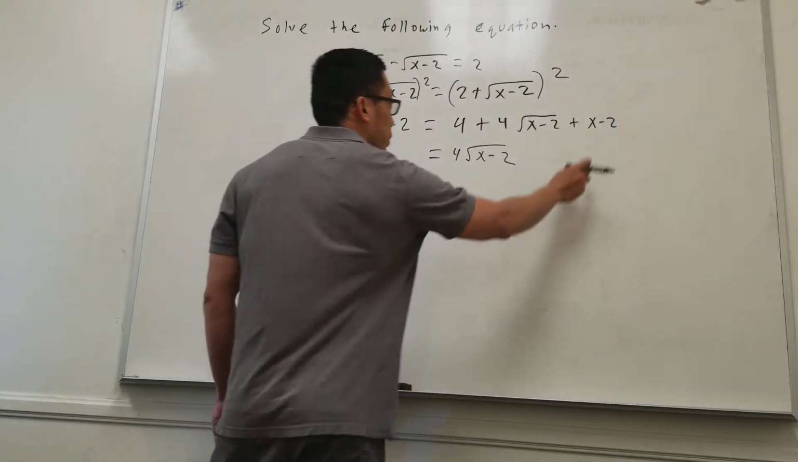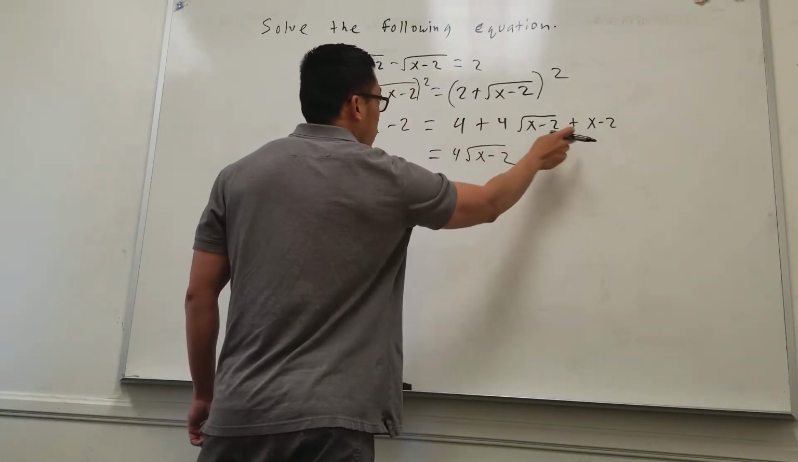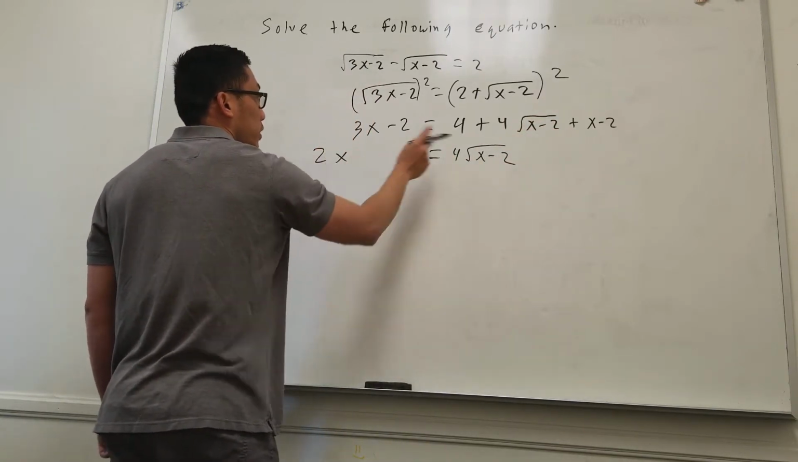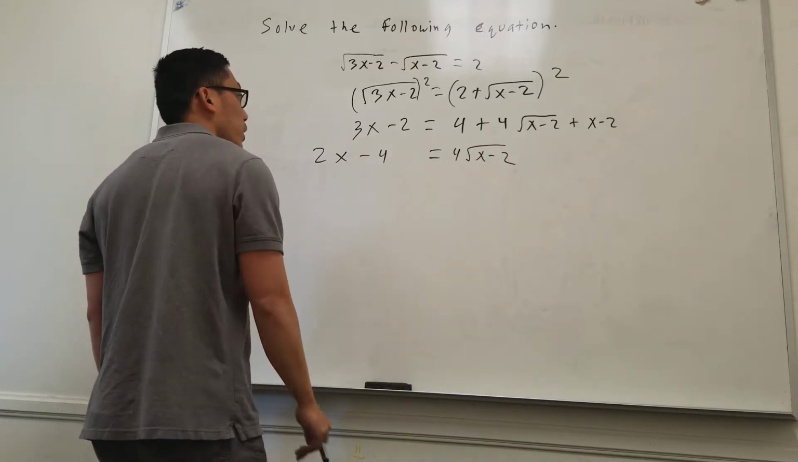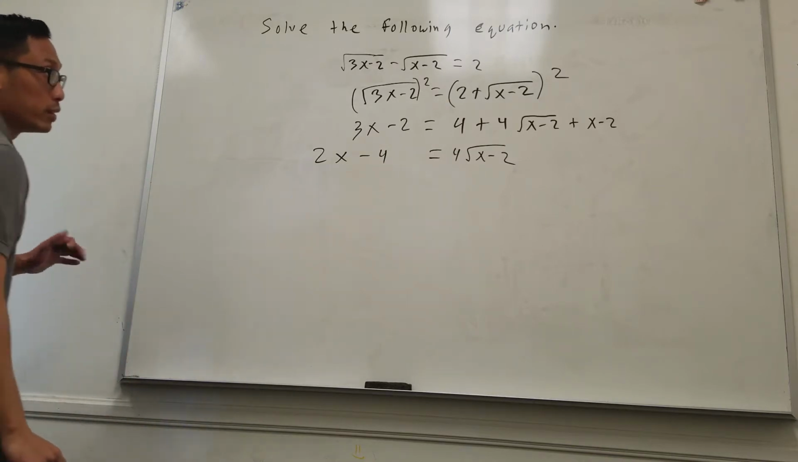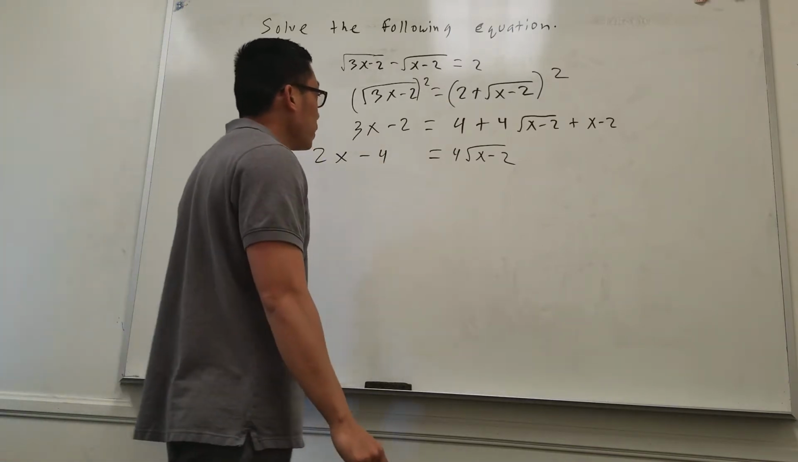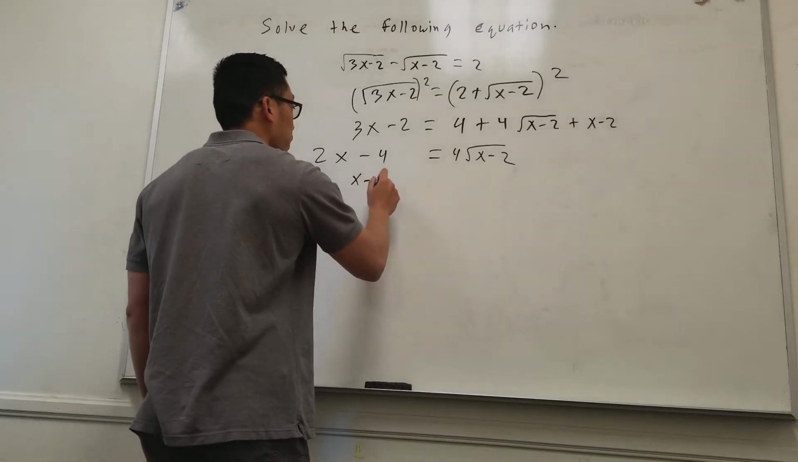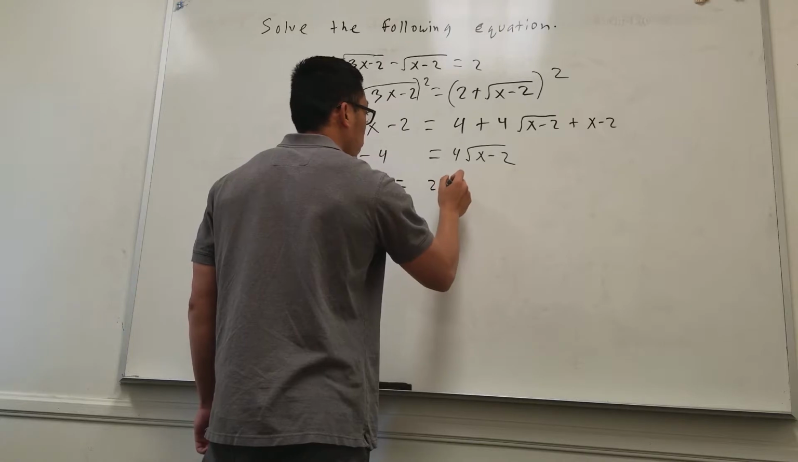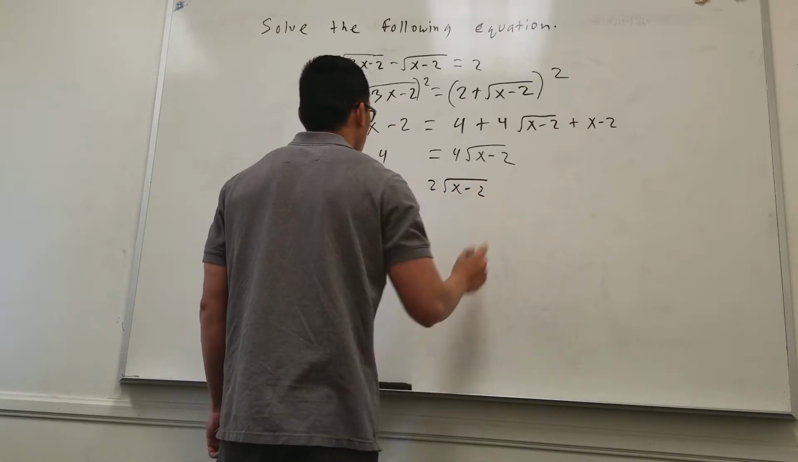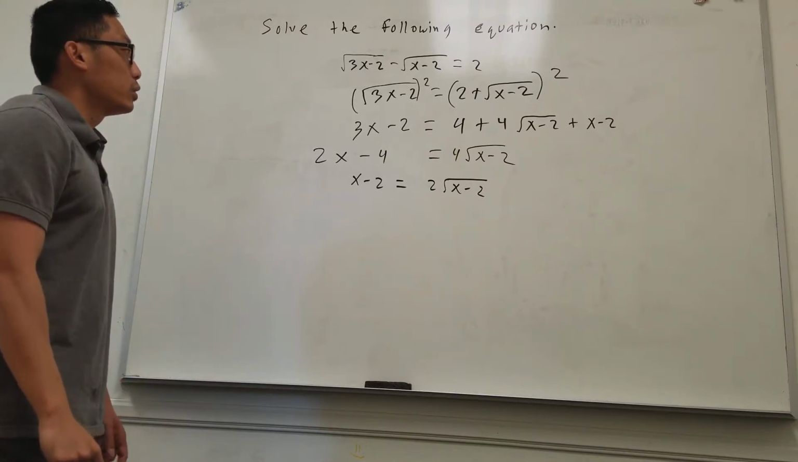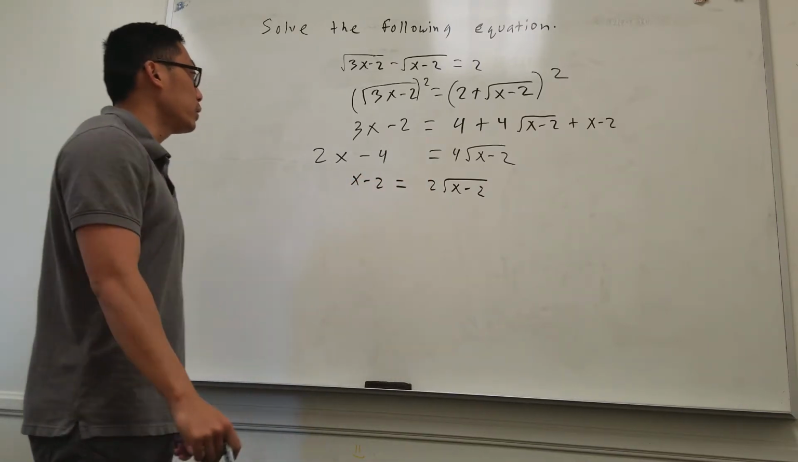Okay, so I'm going to move these guys. I know that's 2, and the x I'm going to move to this side as well. So this would be 2x minus 4, right? Okay, now what? I can square both sides, but let's make it easier for us. So it's going to be x minus 2 is equal to 2 square root of x minus 2. So what did I do? I just divided everything by 2, right? Because they're all even.